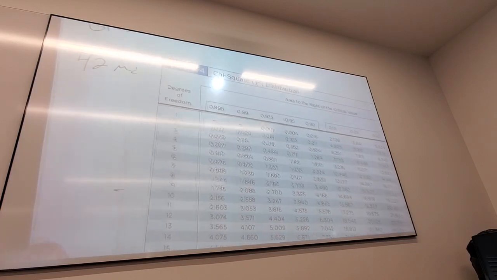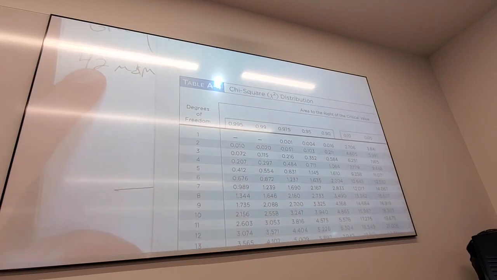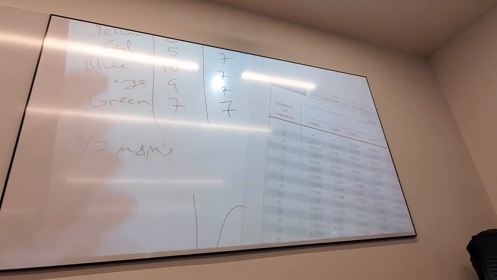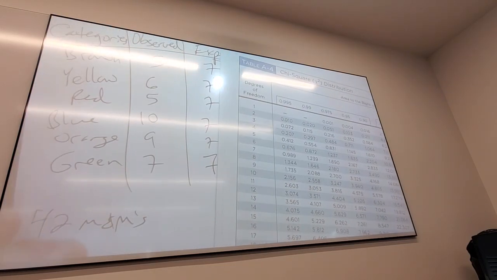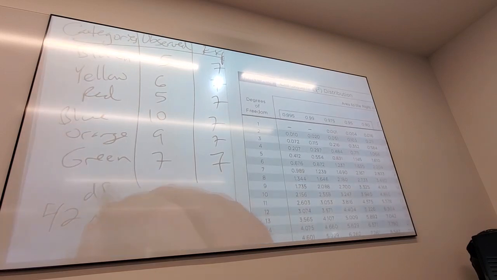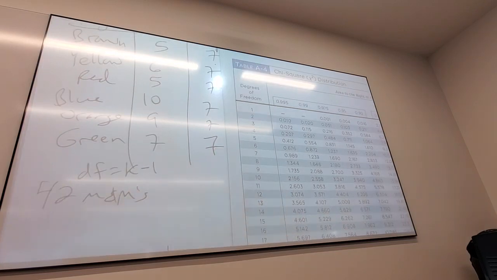So how do you read this chart? Here's what you're going to love. Degrees of freedom is not 41. For a goodness of fit test, K is the number of categories. And to be really honest, if you look in the book, you're going to love this. How do you spell categories? C. K, that's right. So degrees of freedom is K minus 1.